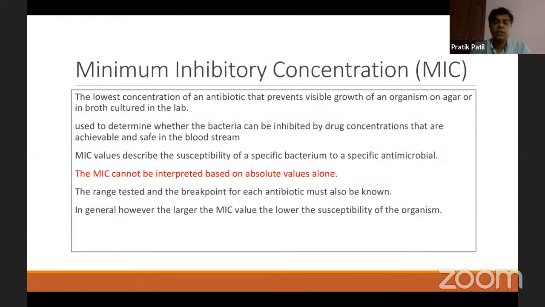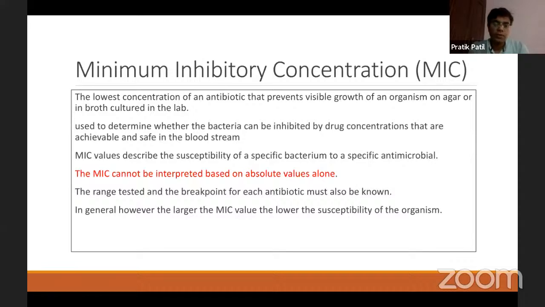Now, coming to another technical aspect which we need to know to analyze the reports correctly, which is MIC, that is minimum inhibitory concentration. It means the lowest concentration of an antibiotic that prevents visible growth of an organism on agar or in broth, which is cultured in the lab. It is used to determine whether the bacteria can be inhibited by the drug concentrations that are achievable and at the same time safe in the bloodstream.